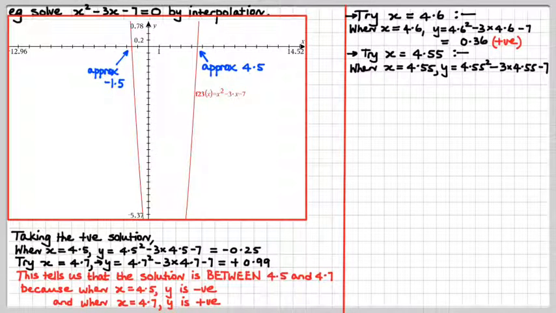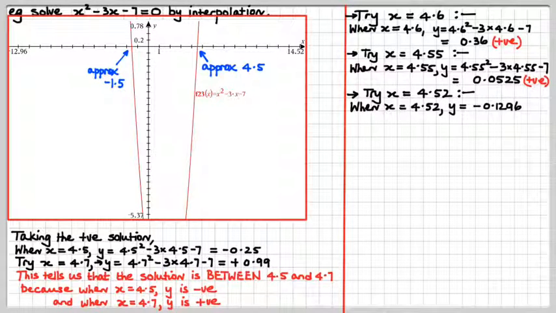So you see what we're doing? We're getting closer and closer and closer. Ooh, that's 0.0525, which means we're getting pretty close now. But it's still positive, isn't it? So therefore our reference point to the left of the root is still 4.5, and our reference point to the right of the root, where we're getting a positive answer, is still 4.55. So let's split the difference again, 4.52. Okay, see, get the idea? It's iterative, isn't it? It's a repetitive procedure, just honing in, getting closer and closer.